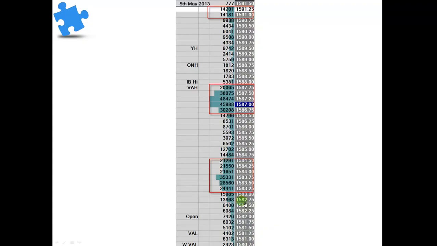And what we can see is as we move up, we build some volume. Okay. Then we move up again and we build some volume. Then we move up again and we build some volume. And this is very, very typical action in a trend day.